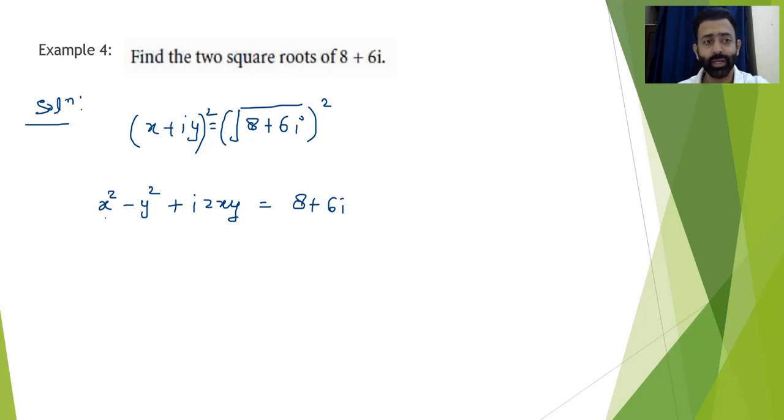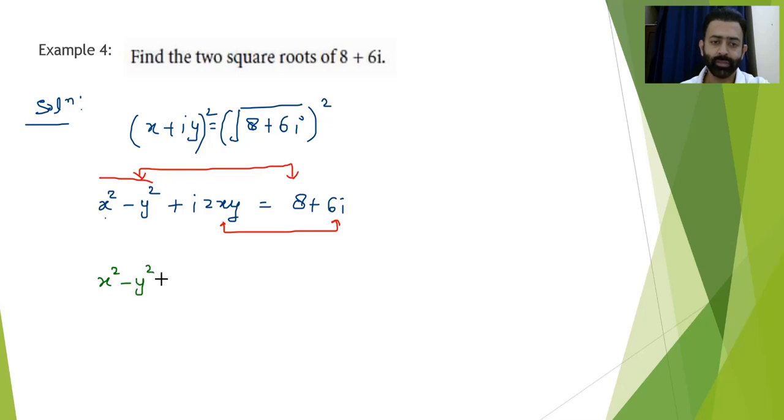So this real number can be compared with the real part on the RHS, right? And the imaginary part can be compared with the imaginary part on the RHS. So now here I have two equations basically. So x square minus y square is equal to 8 and 2 times xy is equal to 6. This is the real part comparison and this is the imaginary part comparison.